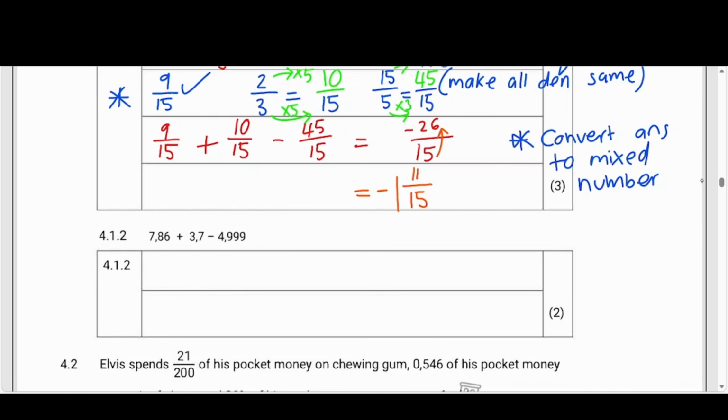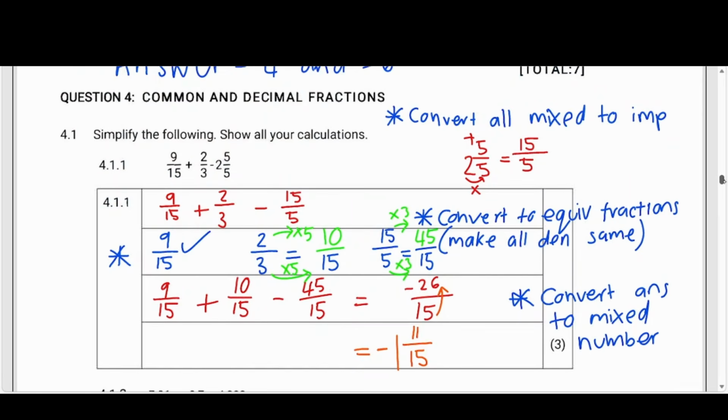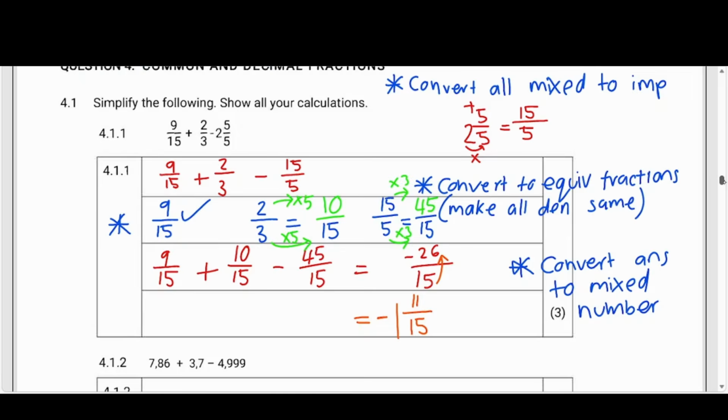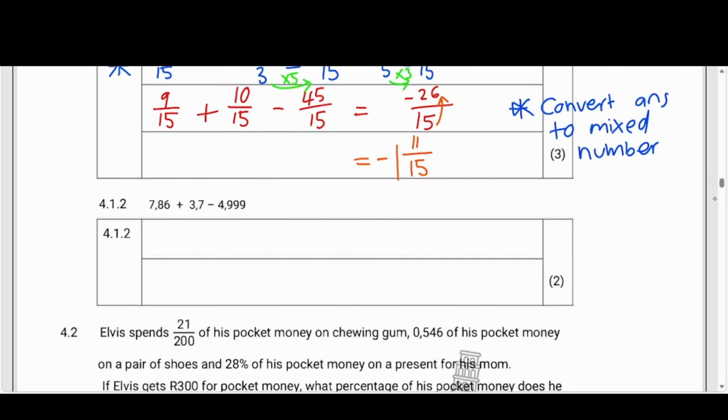Okay, 4.1.2 is a decimal question. So with the decimal question, they always make it look scary because here we've got 3 decimals, 1 decimal, 2 decimals. It doesn't matter. When we write them out, we're just going to make sure we have the same number of decimals. So let's do this part first. Okay, so it's going to be 7.86 add 3.7. I just added 0 where there's nothing.